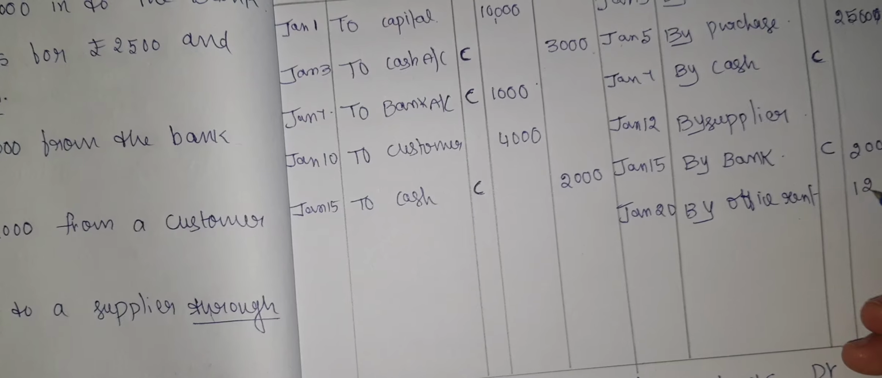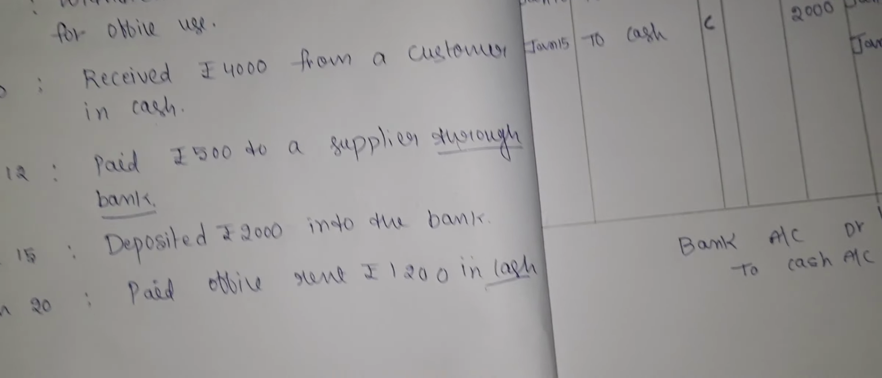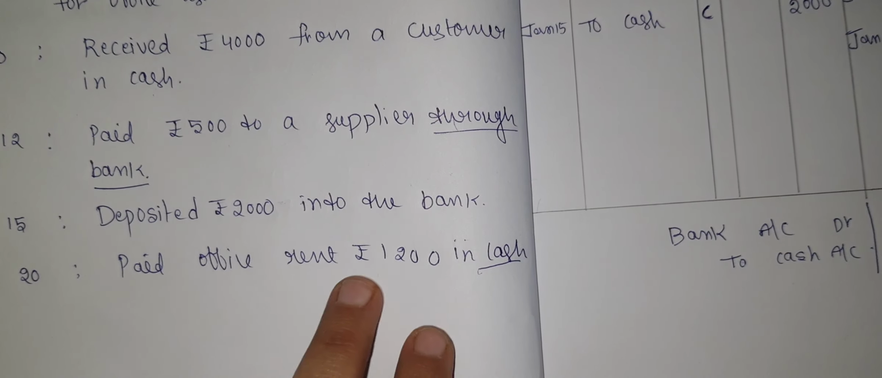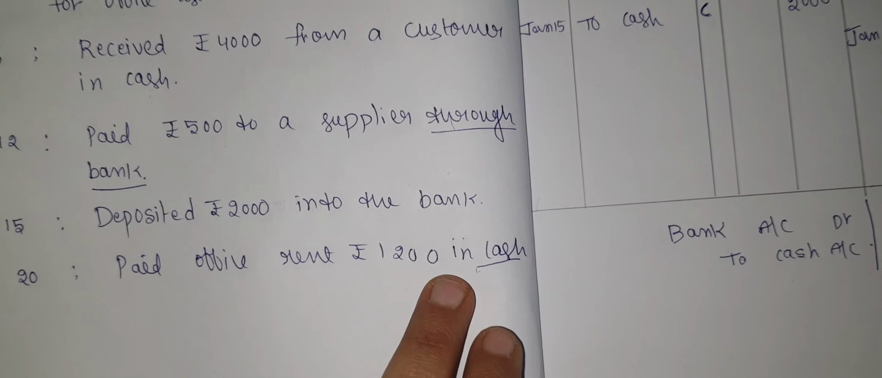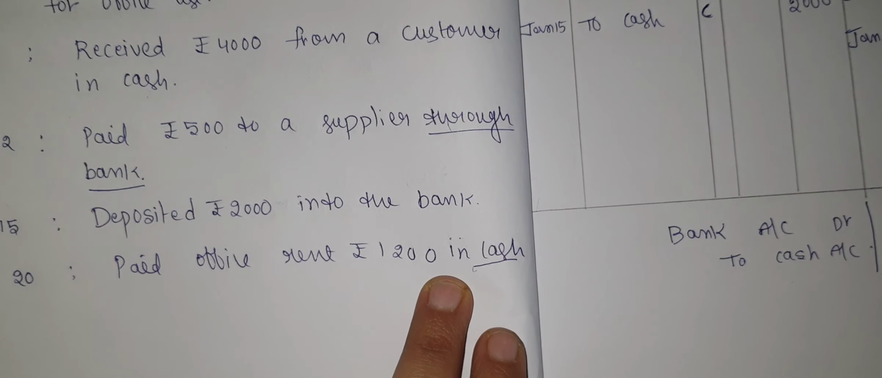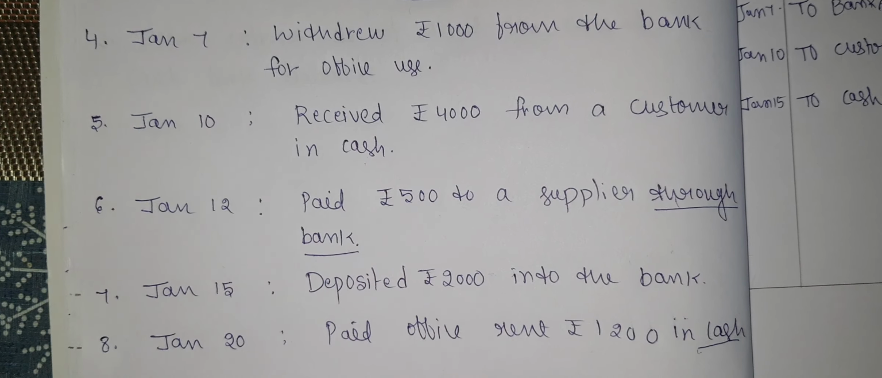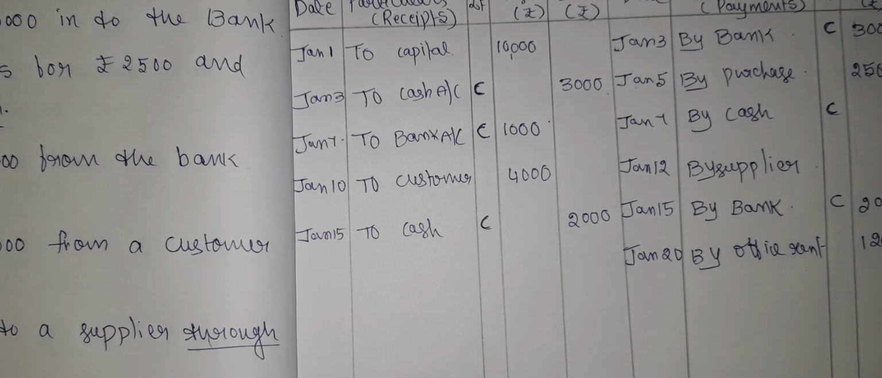That is rupees 1200. Why in the cash column? Because here they have mentioned paid office rent of rupees 1200 in cash. Fine. Okay, here we have finished our problem. See, again I will explain the contra entries.